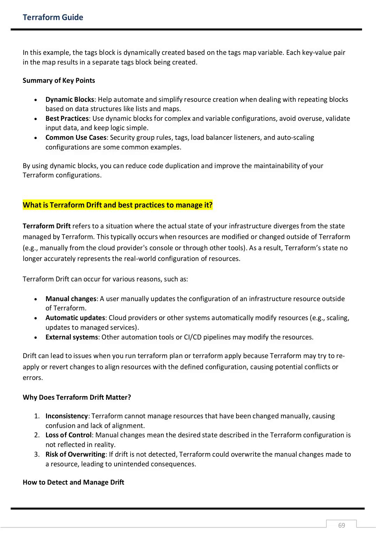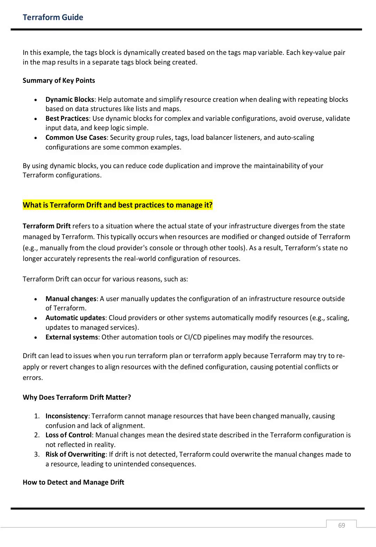Terraform drift can occur for various reasons, such as manual changes. A user manually updates the configuration of an infrastructure resource outside of Terraform. Automatic updates. Cloud providers or other systems automatically modify resources, for example, scaling or updates to managed services. External systems. Other automation tools or CI/CD pipelines may modify the resources. Drift can lead to issues when you run terraform plan or terraform apply, because Terraform may try to reapply or revert changes to align resources with the defined configuration, causing potential conflicts or errors.